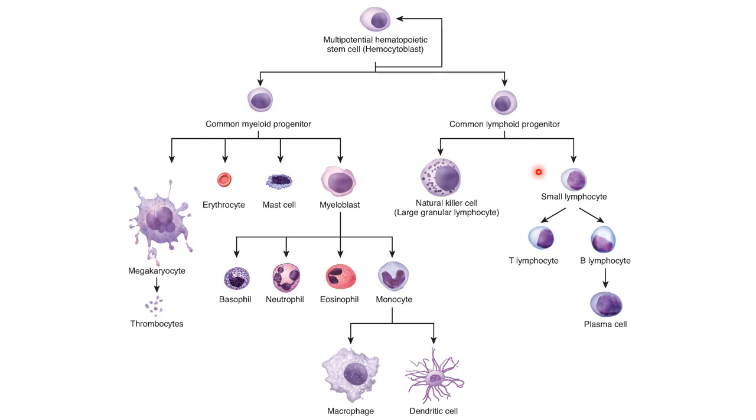Your common lymphoid progenitor can become a natural killer cell, which is important for killing virus-infected cells and cancer cells, or small lymphocyte cells, which can become a T lymphocyte or a B lymphocyte. Your T lymphocyte is important for killing virus-infected cells, while your B lymphocytes will further develop into a plasma cell which will secrete antibodies.